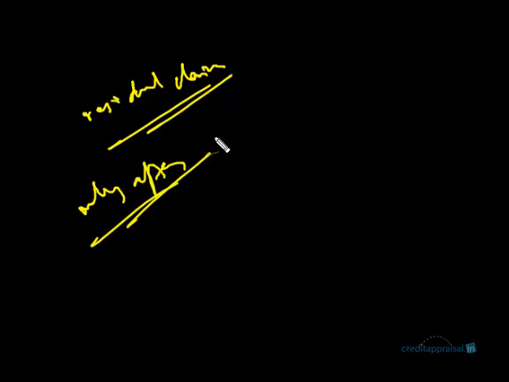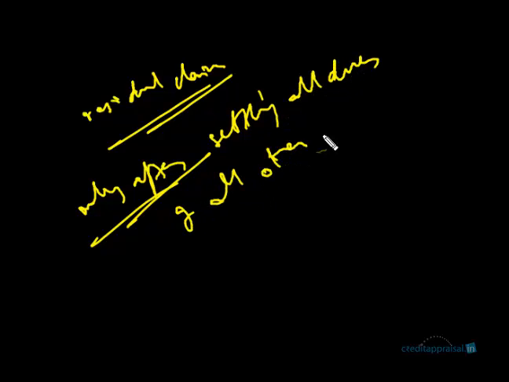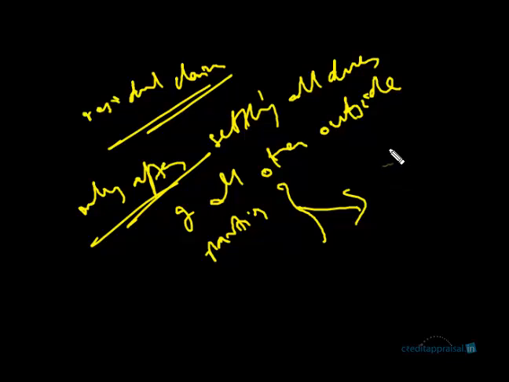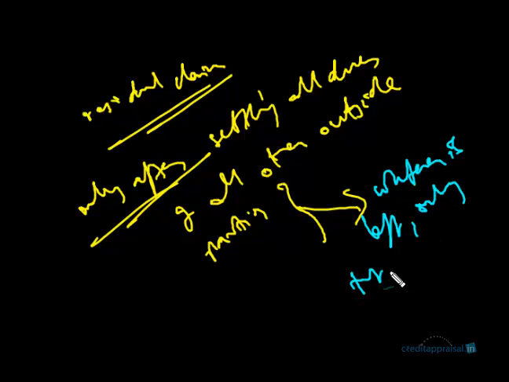only after settling all dues of all other outside parties, right? Only after settling the dues of all outside parties, only then will the owner come into the picture. Then whatever is left, right? Whatever is left, only that leftover amount will belong to the owner, right?